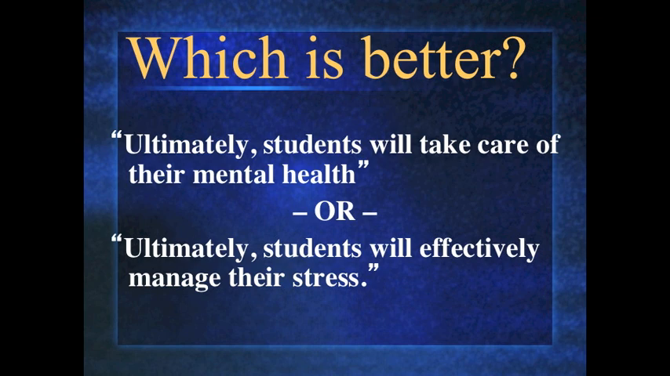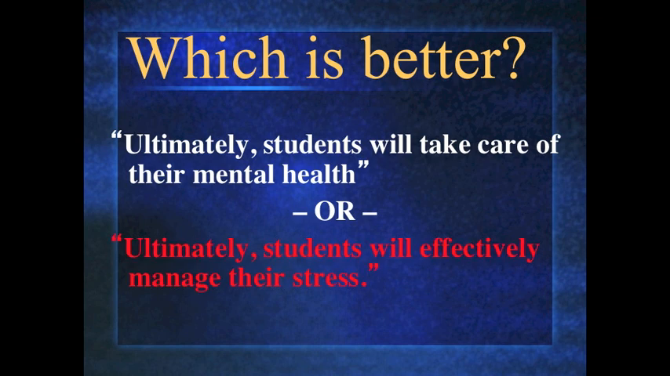Which of these two is the best example of an overall goal? Ultimately, students will take care of their mental health. Or, ultimately, students will effectively manage their stress. Ultimately, students will effectively manage their stress is the better overall goal.